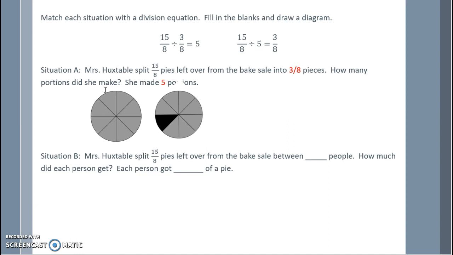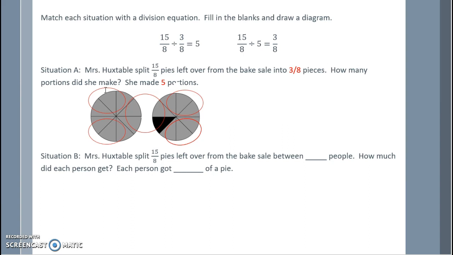Using a circle pie graph, I start with 15/8. So I need 2 circles since we have a whole pie and a portion of another pie. I cut my pies into eighths, and then I highlighted 15 of them. I can then see that if I group them into groups of 3 copies of 1/8, I'm able to make 5 complete portions.